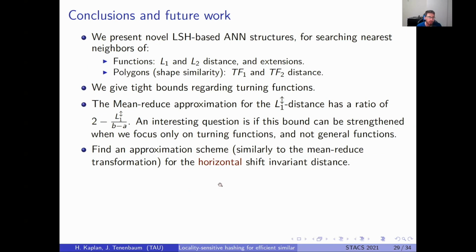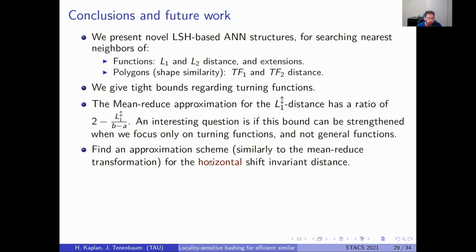To conclude, we present novel LSH-based approximate near neighbor structures for searching nearest neighbors of both functions with respect to the L1 and L2 distance and extensions of them, and for polygons with respect to the shape similarity using the turning function L1 based and the L2 based distances. We also give tight bounds regarding turning functions.